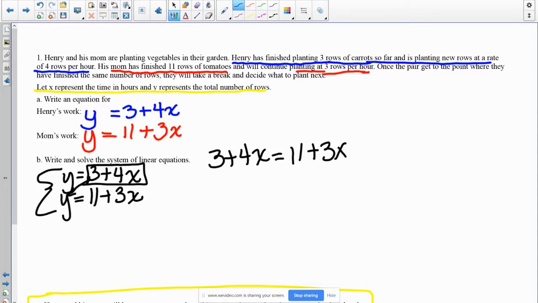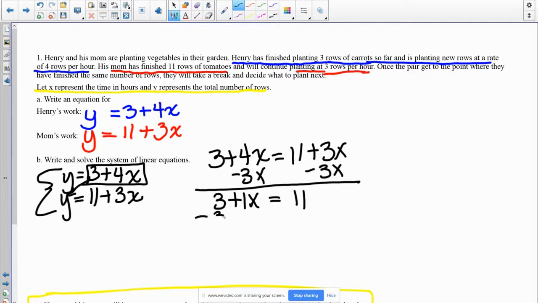And I'm just going to solve algebraically here. I'm going to take care of the x's first. I'm going to get rid of the 3x's off my right side, which will leave me with 3 plus an x equals 11. I could put a 1 here if that makes more sense. And then I'm going to subtract my 3. So I get that 1x equals 8. So x, which is the number of hours, is 8, so I know that they are planting for 8 hours.